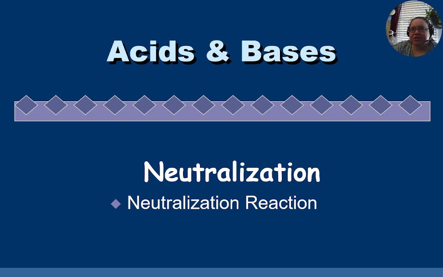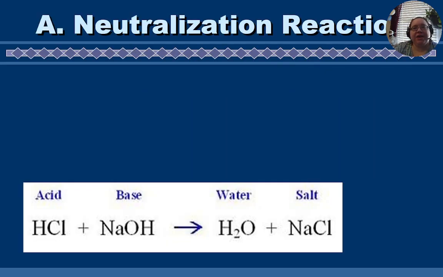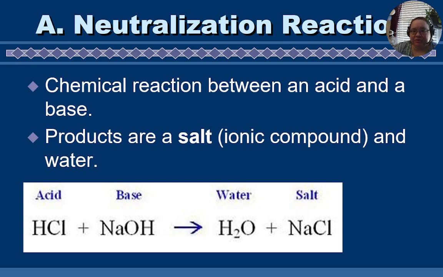So, neutralization reactions. With a neutralization reaction, you have an acid and a base that react with each other to produce water and a salt. An acid will always react with a base to produce water and a salt. Now, it may not be table salt. A salt, remember, is just another name for an ionic compound.